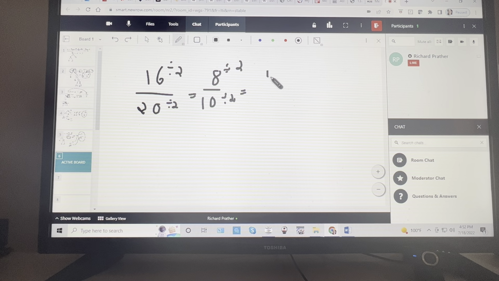8 divided by 2 is 4. 10 divided by 2 is 5. This doesn't reduce anymore because 5 is prime. And 4 doesn't divide by 1 or 5. Well, everything divides by 1, but 4 doesn't divide by 5.